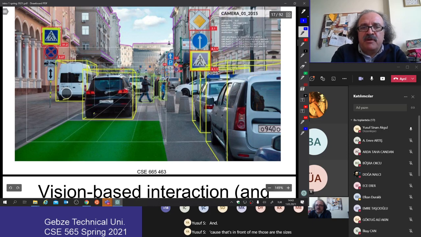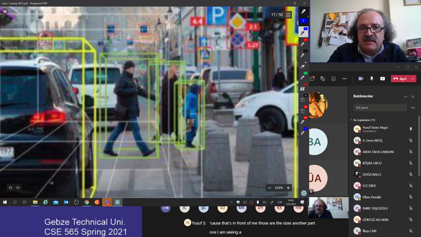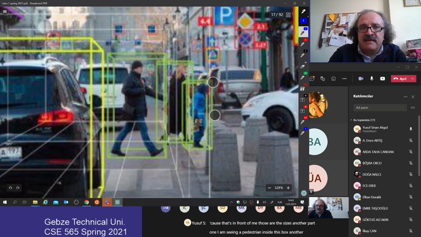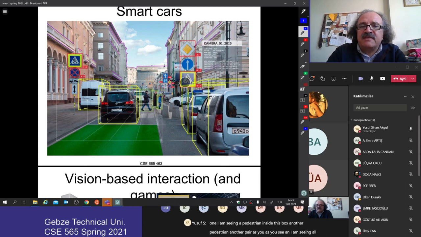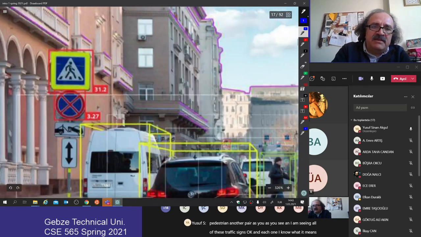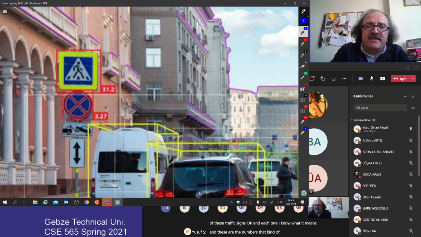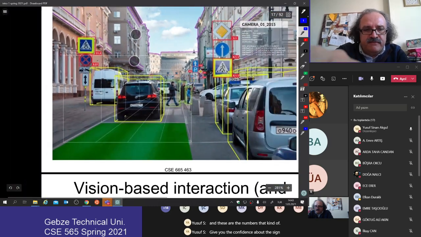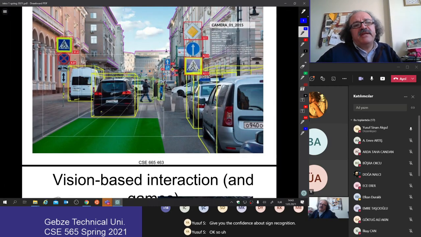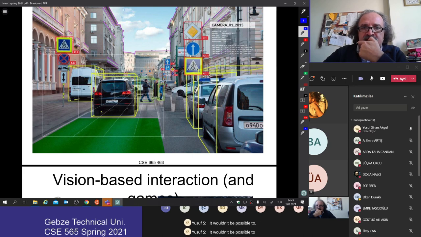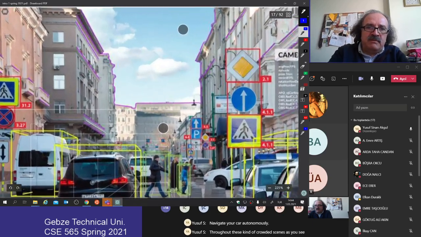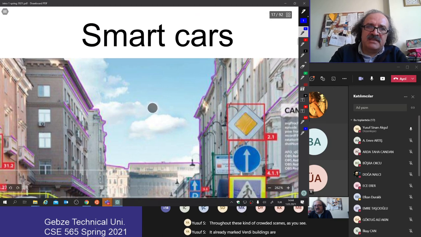Those are the sizes. Another parked one. I have seen a pedestrian inside this box. Another pedestrian, as you see. And I am seeing all of these traffic signs. Okay, and for each one, I know what it means. And these are the numbers that give you the confidence about the sign recognition. Okay, so without knowing all that stuff, it wouldn't be possible to navigate your car autonomously throughout these kinds of crowded scenes. As you see, it already marked where the buildings are and where the sky starts.